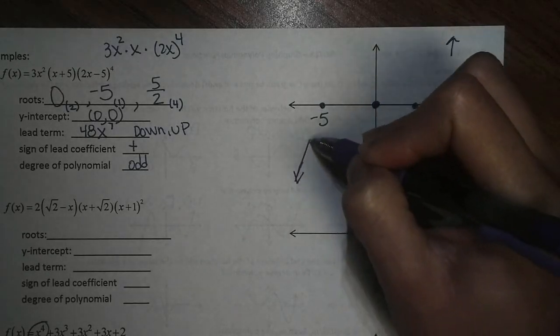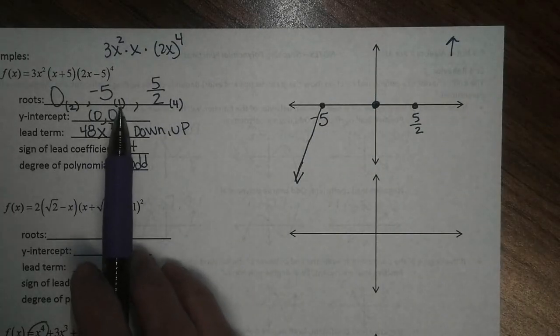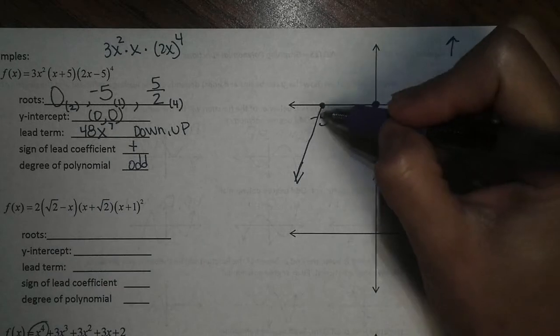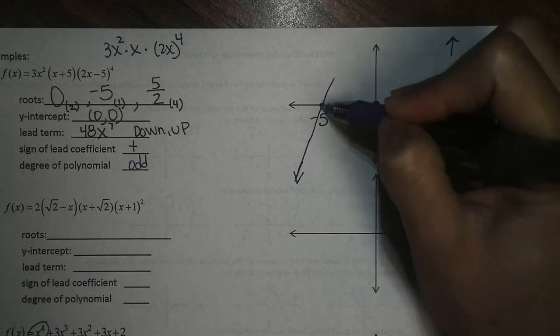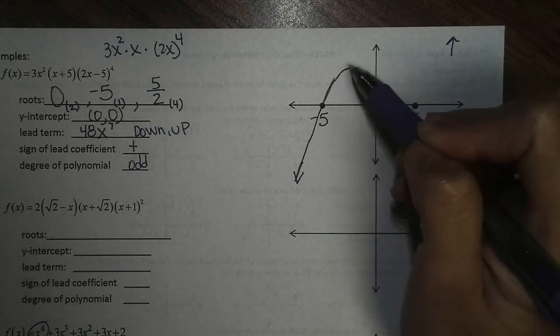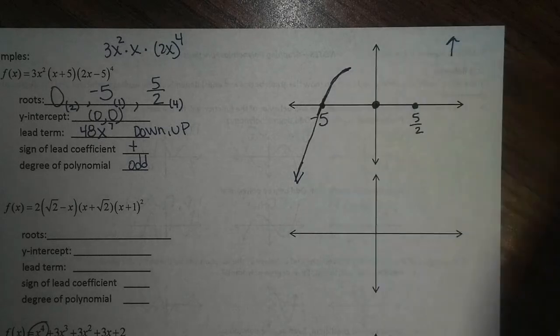I'm going to go to -5. So remember, at -5, the exponent was just a 1. That means your graph should cross the x-axis like a line does, so straight through, like that. And these are just sketches, so it doesn't matter exactly how it looks, as long as at -5 it crosses the x-axis.